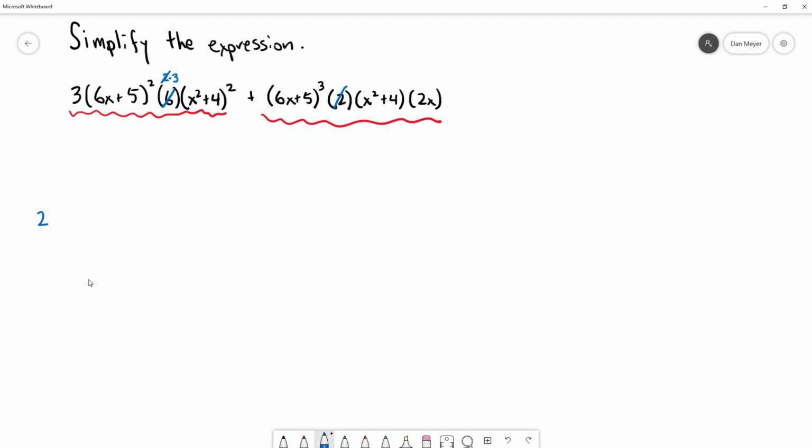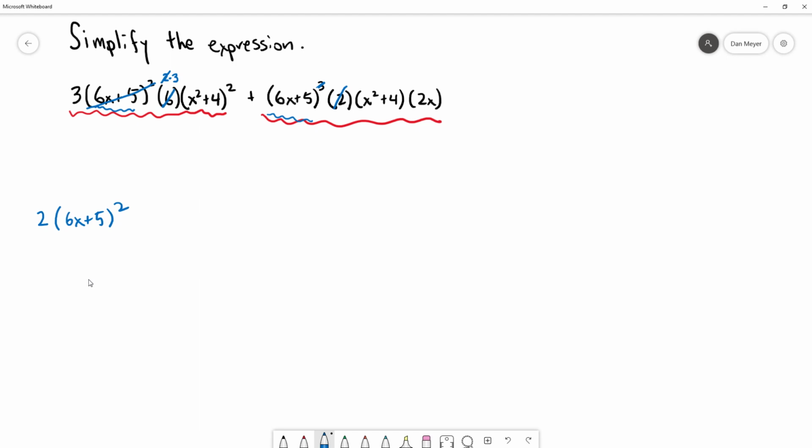Both of these expressions have a 6x plus 5 factor. The first bundle has 2 of those, this exponent 2. I think of that as there being two copies of 6x plus 5 sitting there. This bundle has 3 copies. Now we don't want to pull away more than we have, so we're going to pull away 2 of them. 6x plus 5 squared. So we got rid of all of these 6x plus 5's, and we got rid of all but one of these 6x plus 5's.